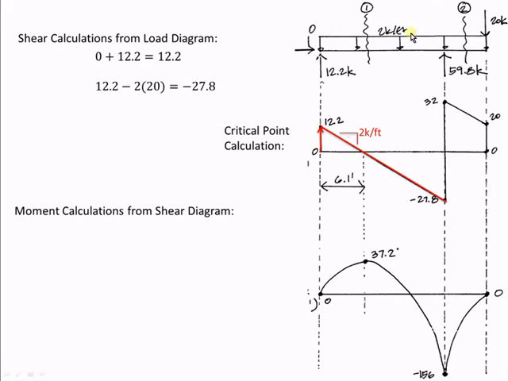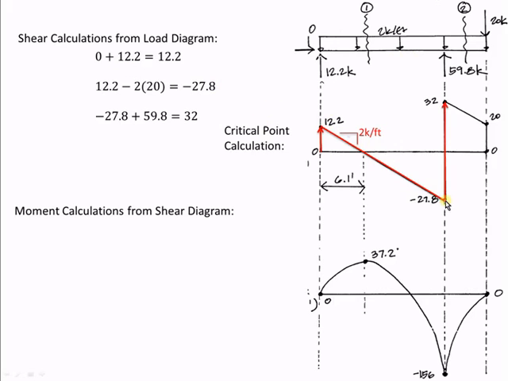We have negative 2 kips per foot acting down. That's the value of our loading diagram multiplied by the 20-foot span. And so we know that this slope is minus 2 kips per foot, and so we can just calculate what our next value is. So we get 12.2 kips minus, and this is the area, right? 2 kips per foot times 20 feet. Okay, and so we can immediately calculate what that is.